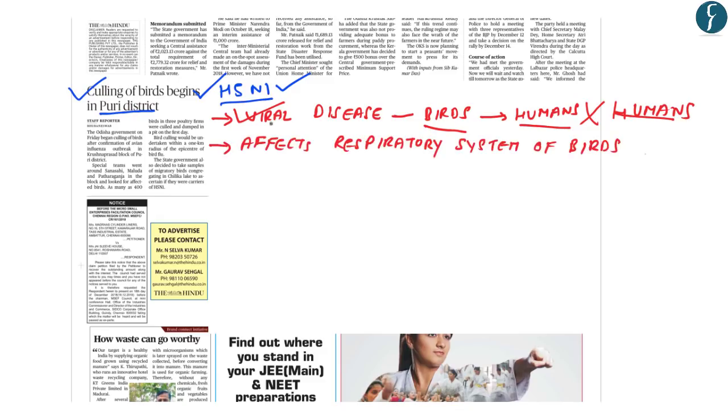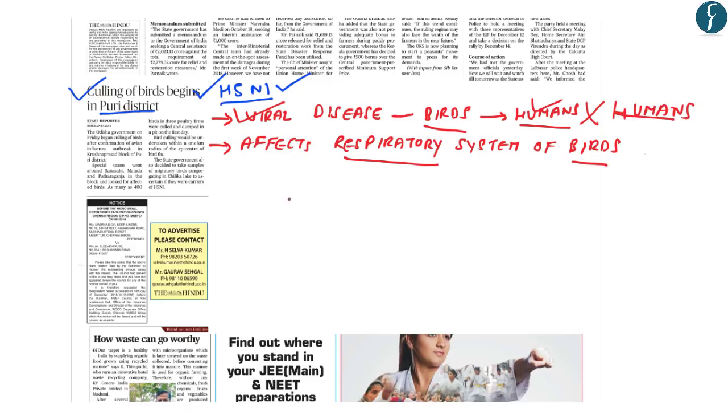Further, this disease affects the respiratory system of the birds. Further, you should note that it spreads to human beings only in case of close contact with the infected birds. Now, the symptoms include fever, cough, sore throat, and muscle aches.